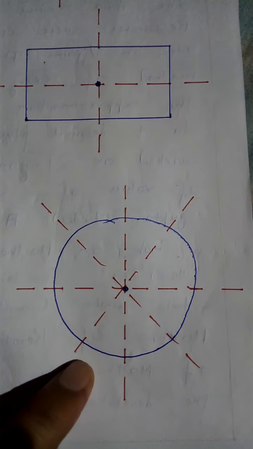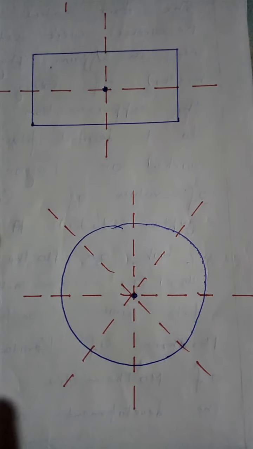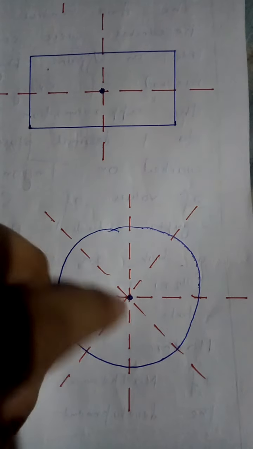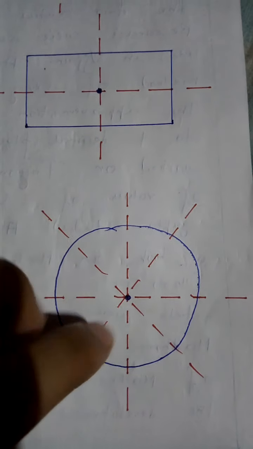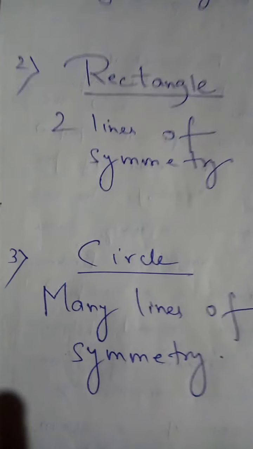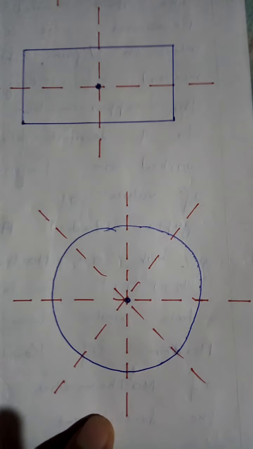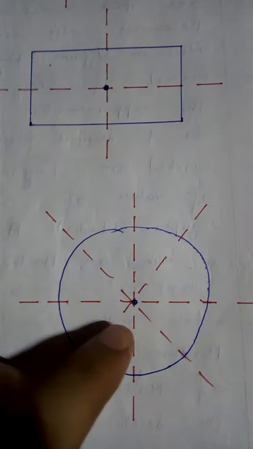Okay, now we have to draw. This is the center of the circle. Now always draw lines of symmetry through the center. In case of circle, this is the center. You can see I have drawn 4 lines and all pass through the center. So you have to remember, in case of circle there are many lines of symmetry and you have to draw them through the center of the circle.